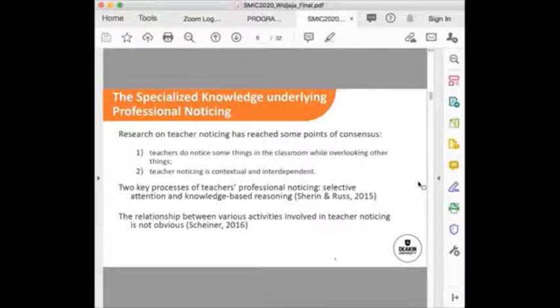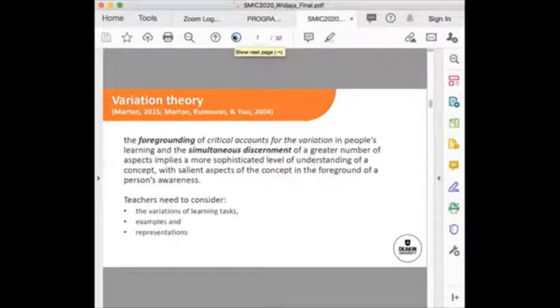Okay, and Scheiner, quite recently in 2016, talked about the fact that while there are a lot of studies looking at teacher professional noticing and various factors that influence teacher noticing, the relationship between the various activities is still not obvious. So that's one area for further research.